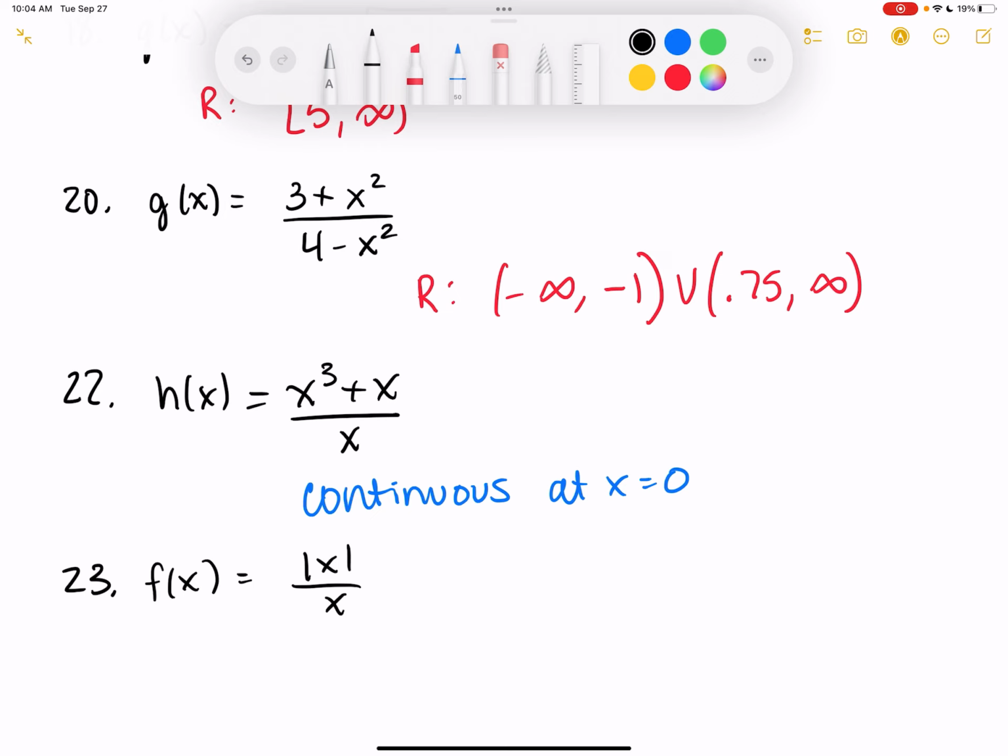It's very discontinuous. So what kind of discontinuity is this then? Constant? It's not constant. Jump? Wait. Jump, yes.